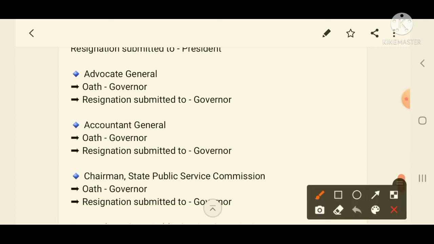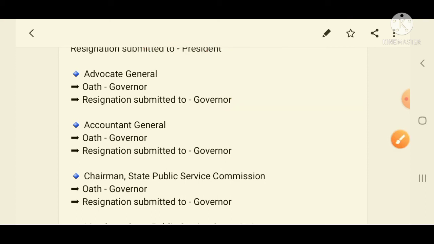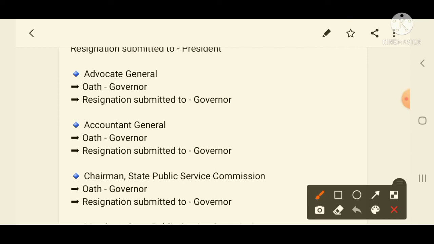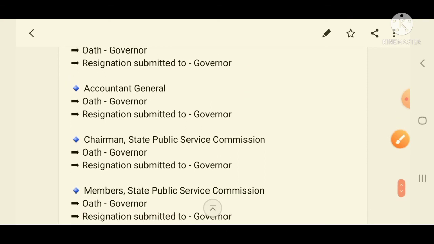Next post in line is Advocate General. Advocate General is again given oath to office by the Governor of the particular state and he has to submit his resignation again to the Governor only. So in case of Advocate General, both resignation and oath are given to the Governor of the particular state. All of you have got a clear-cut idea till Advocate General.